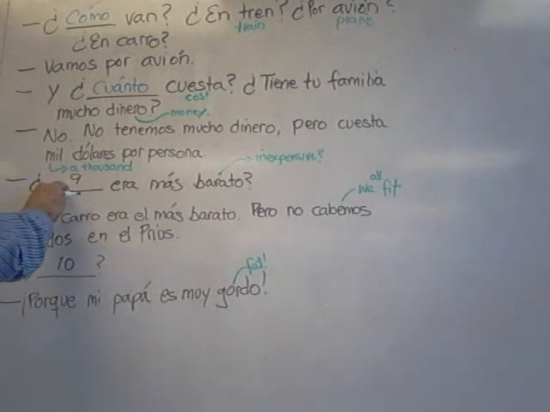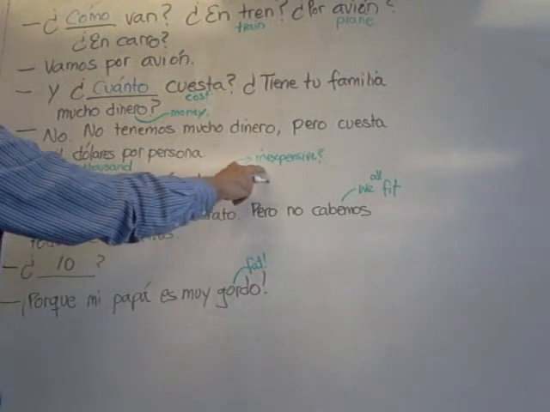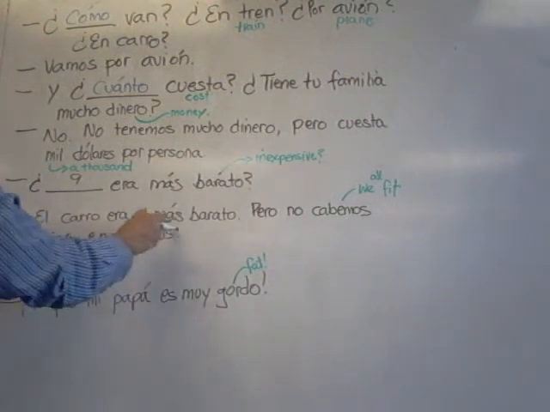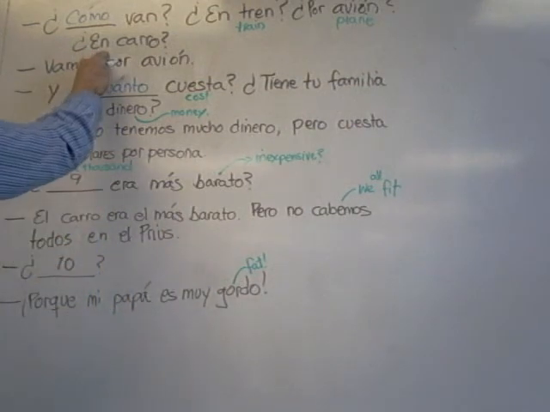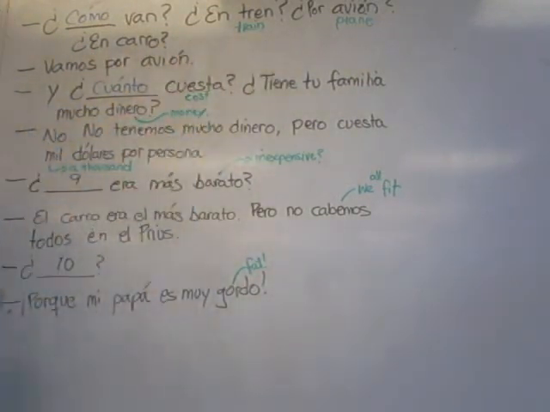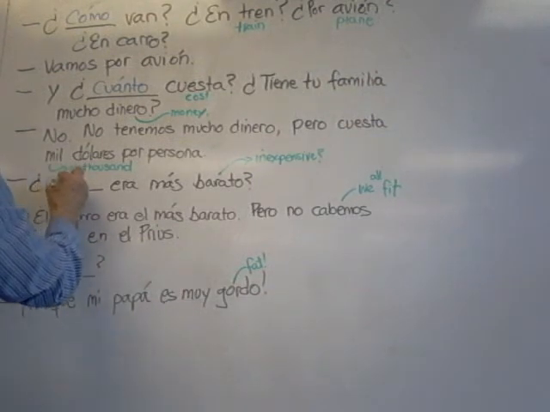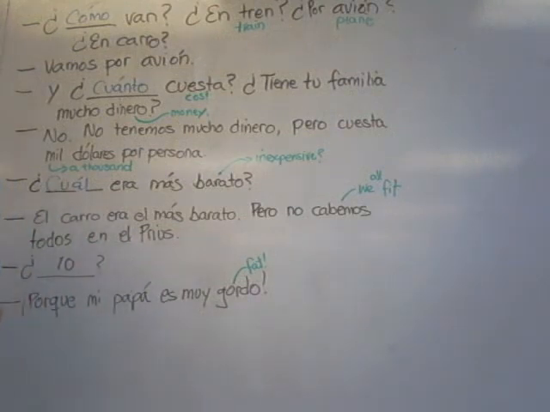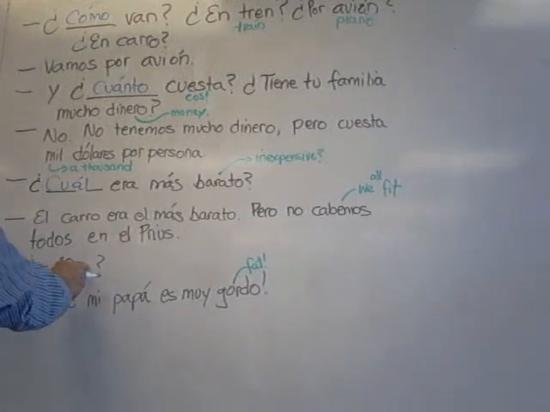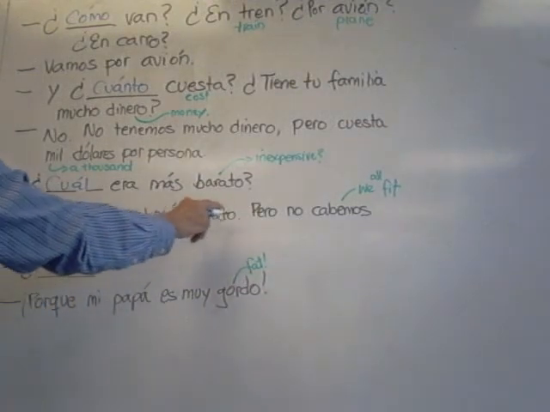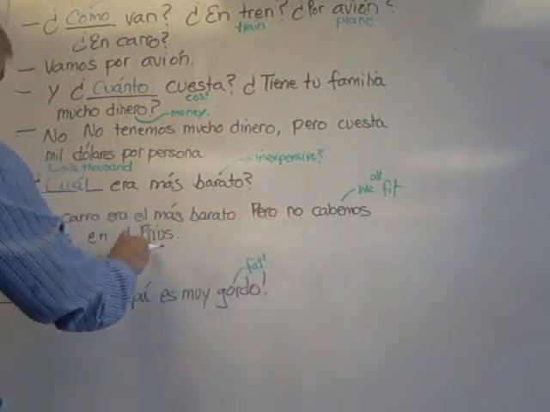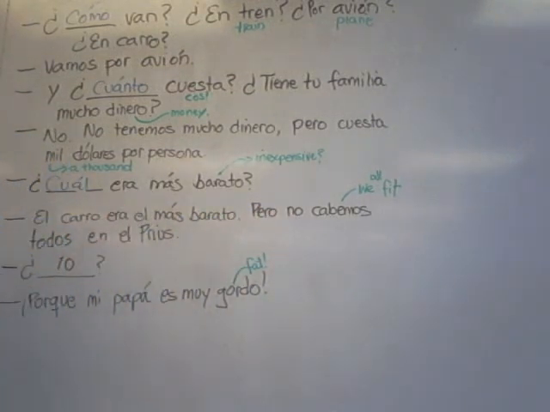Here's another question here. Era más barato, inexpensive. El carro es más barato. Oh, the carro. He must be talking about these 3. ¿Cuál es el más barato? Which one of those was the cheapest way to go? ¿Cuál era el más barato? And finally, no cabemos todo en el Prius. We don't all fit in the Prius. That's why they didn't go by car. They went by plane instead, even though it was more expensive.